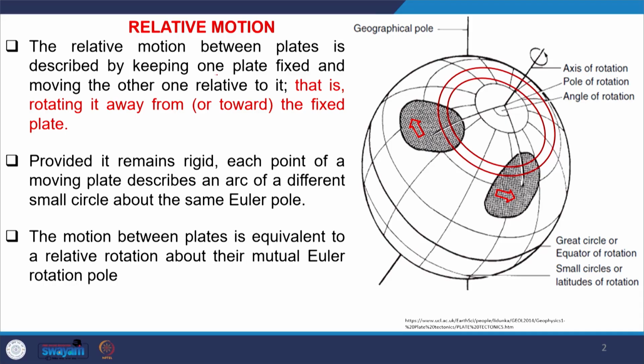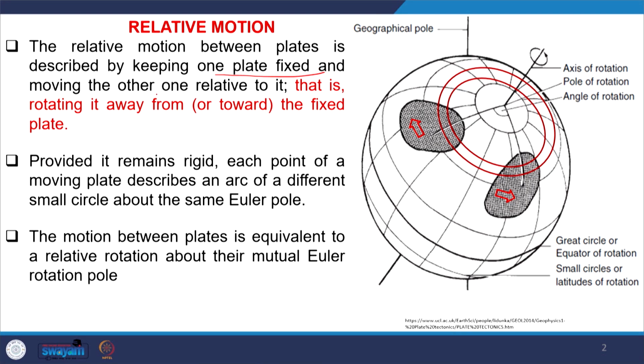Now, relative motion. Generally we think that one plate remains static and the other plate is moving at the same rate. So relative motion is defined such that one plate is fixed and the other is moving relative to it, that is, rotating away from or towards each other from a fixed point.